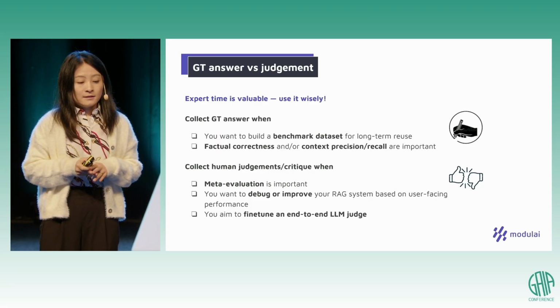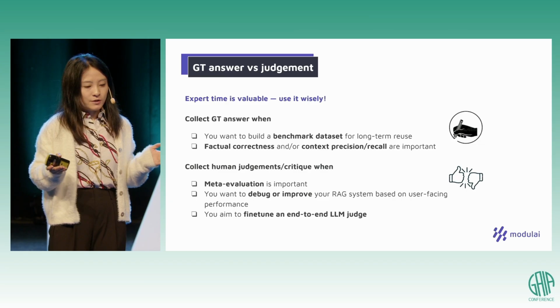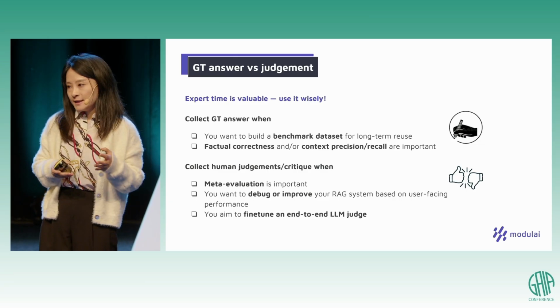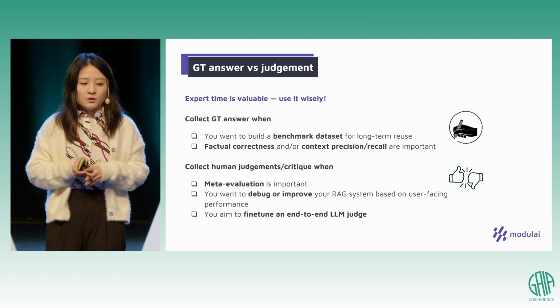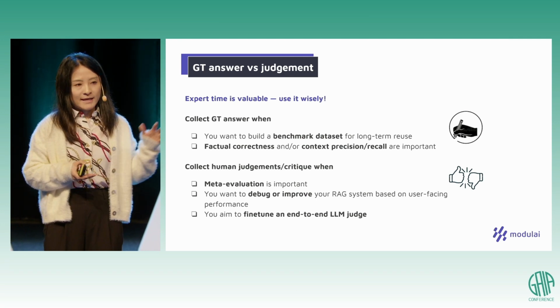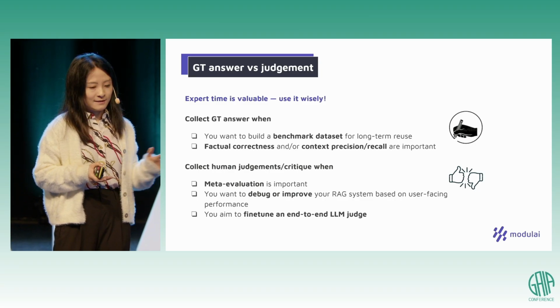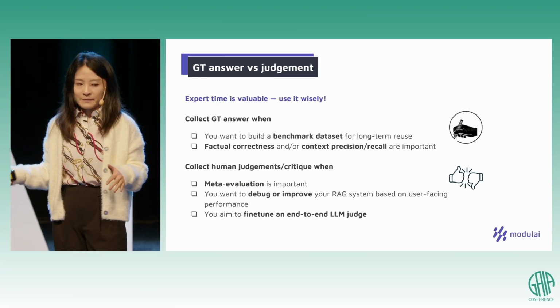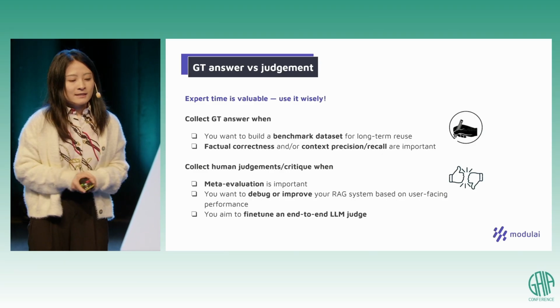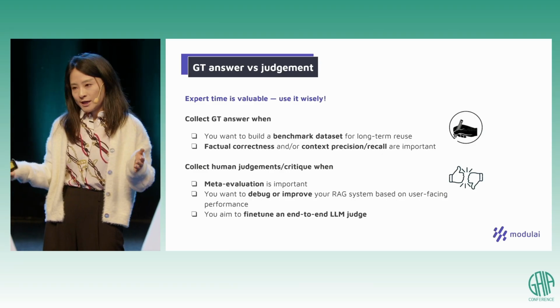And if you can get domain experts to give you some nice critique, that would be awesome, because then those critiques are directly actionable and you can use them to improve your RAG systems to find areas for refinement. And then lastly, if you want to train an LLM judge, then you also need human judgment. We talked about generating synthetic data sets, but that's mostly for training. If you want to have proper validation testing, you need some golden standard judgments from humans.